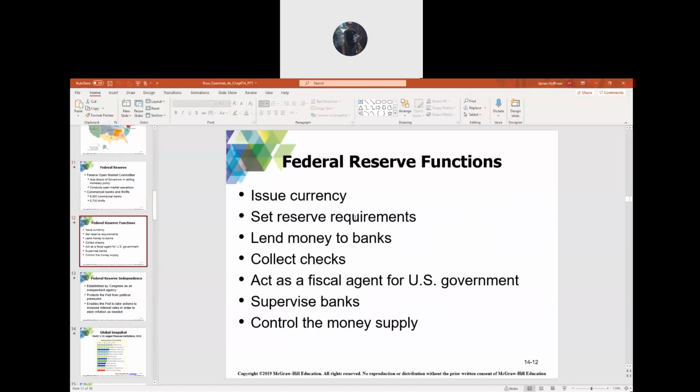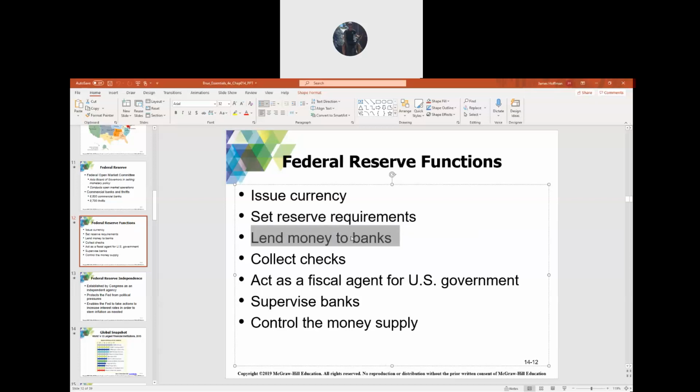So what does the Fed do? The Federal Reserve does a lot of things, but these are some of the central functions of the central bank of the United States. It issues currency, like it actually prints money. It sets the reserve requirements, which we're going to talk about a little bit later, which are essentially how much of the bank's liabilities they can actually lend out and how much they have to keep on reserve.